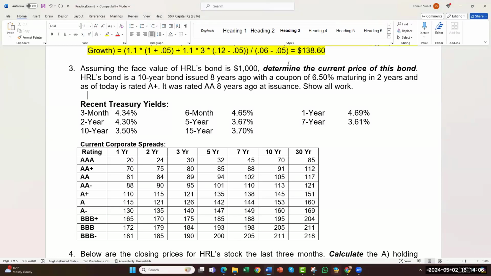So here what we need is the cost of debt. Cost of debt is going to equal the risk-free rate plus the spread.